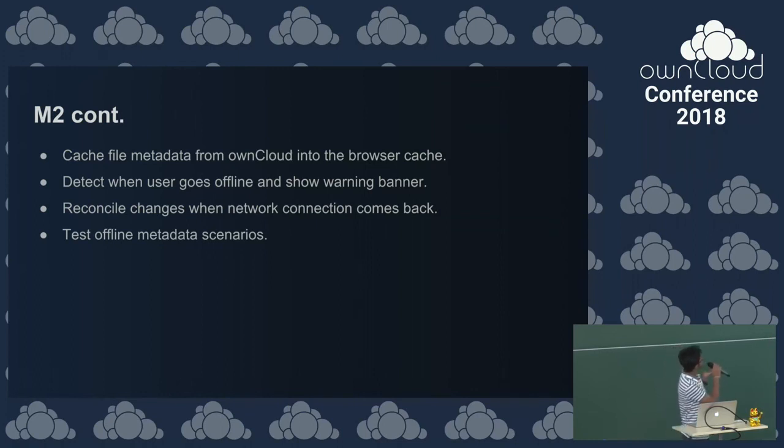I had to test for some offline metadata scenarios, as there are different cases that can occur. When you download a file, you can go offline, or you can visit some files that you haven't previously visited. So what to do in those scenarios and whatnot.